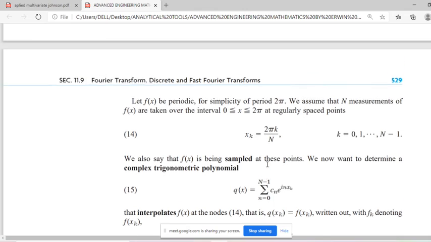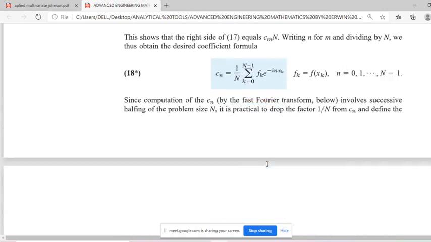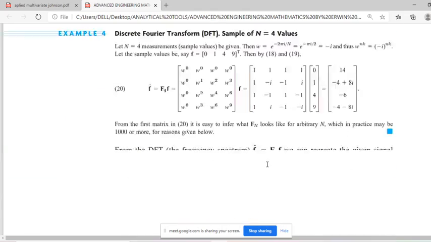So you need not consider this section, no problem. Anyway, let us skip that section.